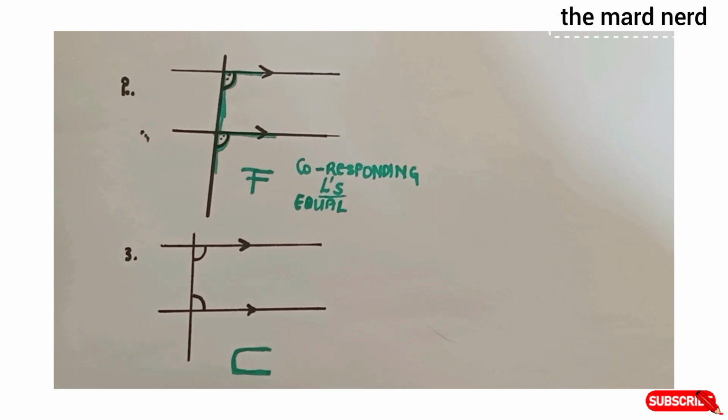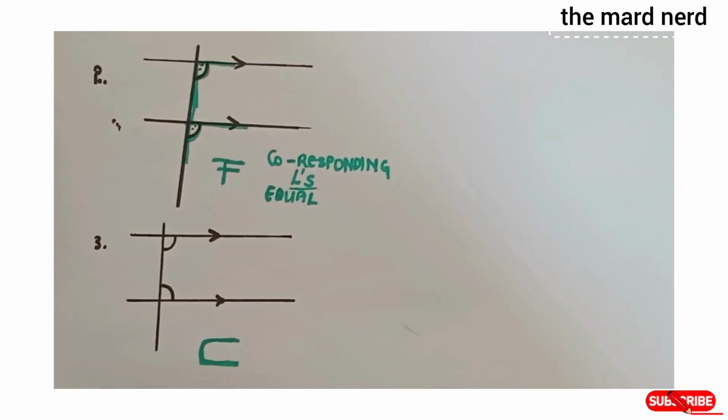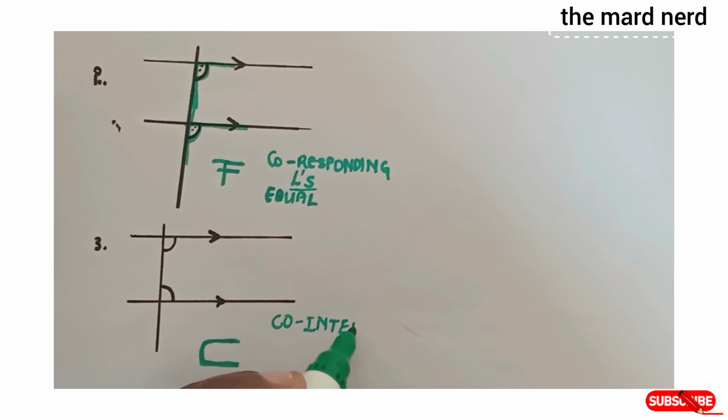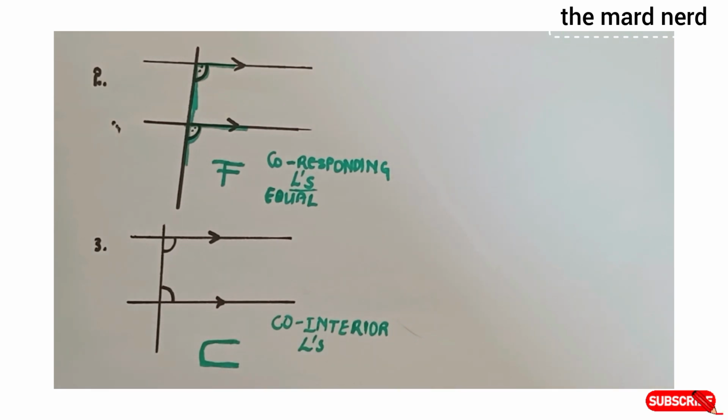And something special about the co-interior angles, not the corresponding angles. So these are the co-interior angles here. There's something special about co-interior angles. It's just that those angles that are produced between those parallel lines are supplementary to each other.